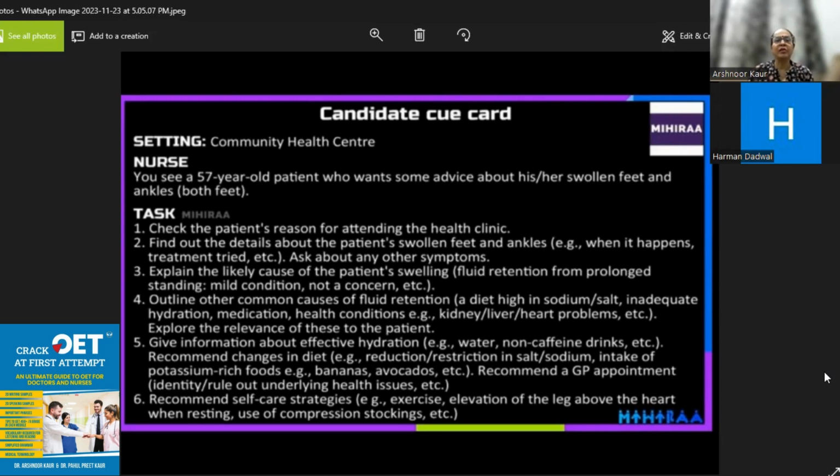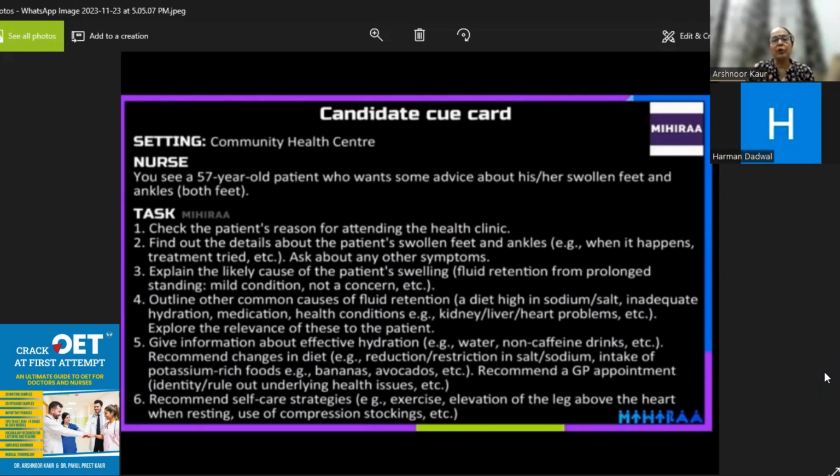Now, the patient will tell the nurse, I have swelling in both my feet, and I have swelling in the ankle also. Then you have to start with the information gathering questions. If you want to show some empathy, you may use phrases like, I'm sorry to hear this. Can you please tell me for how long you have been experiencing this? Then the patient will say it is approximately 2 months, as mentioned here. The patient has been experiencing swelling in the ankle for some time, and then the swelling was noticed in the feet also.